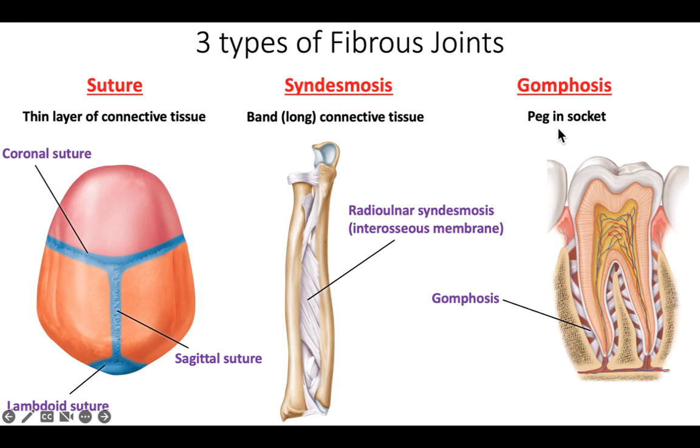Then we got the gomphosis. The gomphosis is a peg and socket joint. Just so happens that what holds the peg, in this case a tooth, in the socket is connective tissue. So these are little connective tissue bands here holding that tooth inside that socket. So not all joints are bone and bone connections. This is a tooth and a bone connection.